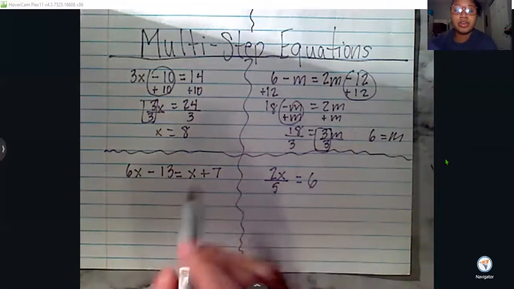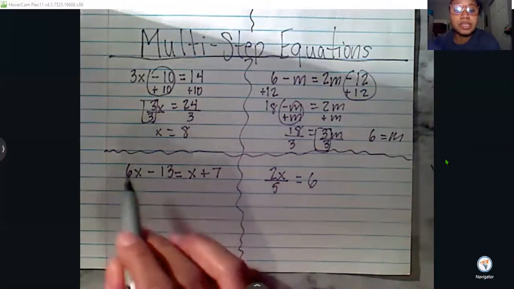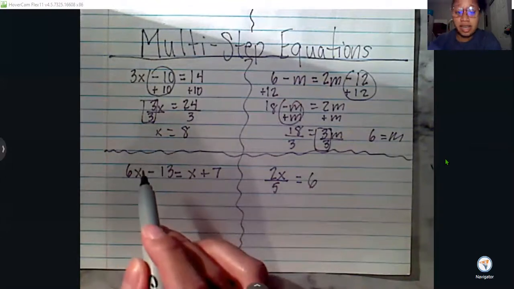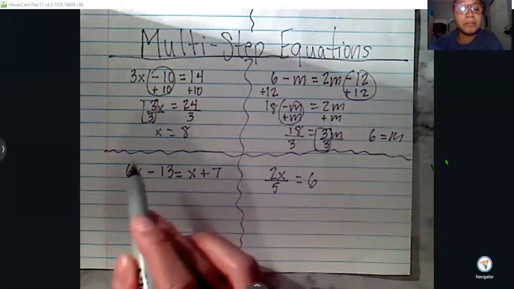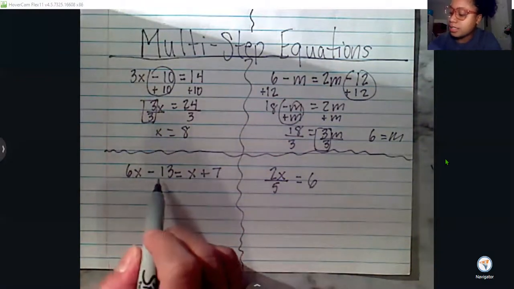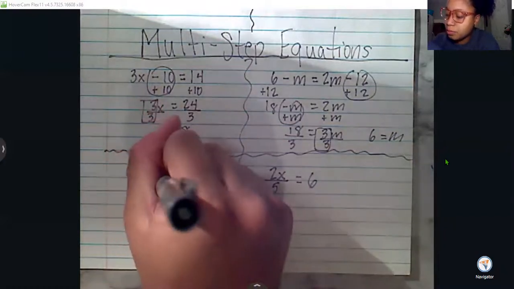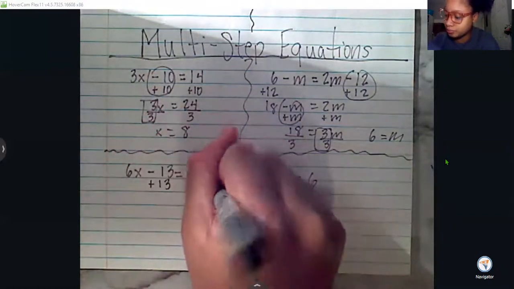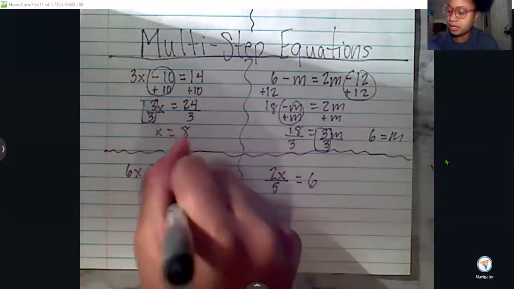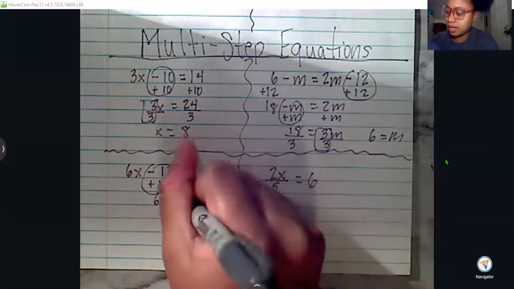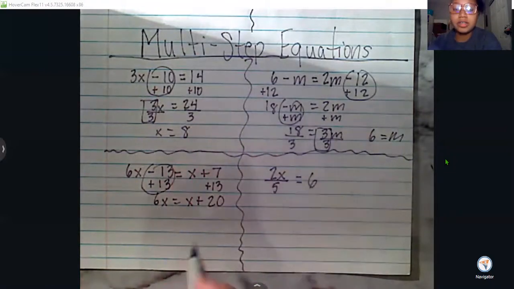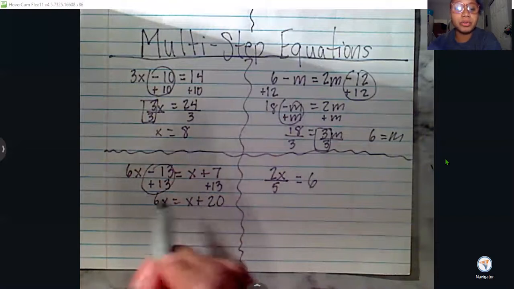Okay, and then the third problem, same situation. We have variables on both sides, so we have 6x and just x. The 6x is larger, so I want to keep my x's on this side and move everything over. So I got minus 13. So then the inverse operation would be adding 13. So then this made a zero pair. So you were just left with 6x on the left side. And then on the right side, x plus 7 plus 13, which is 20.